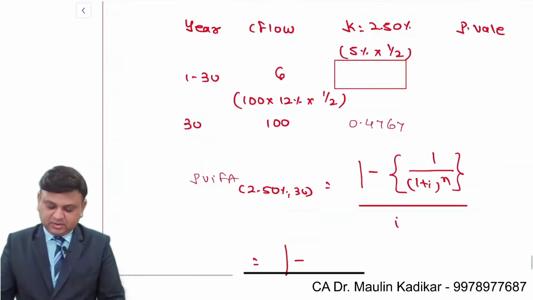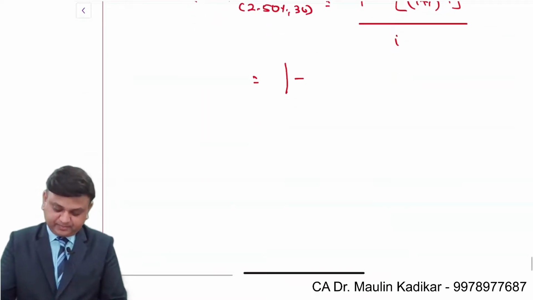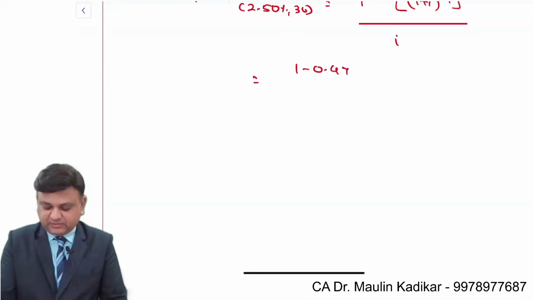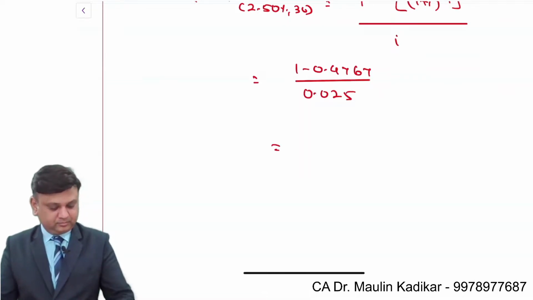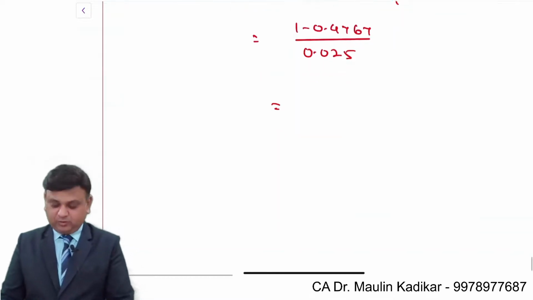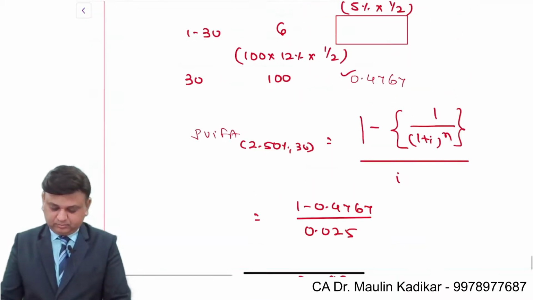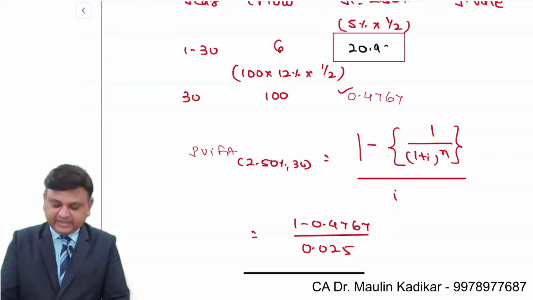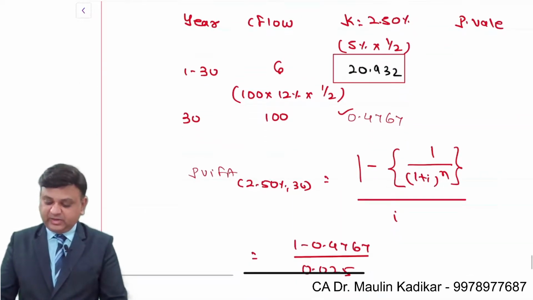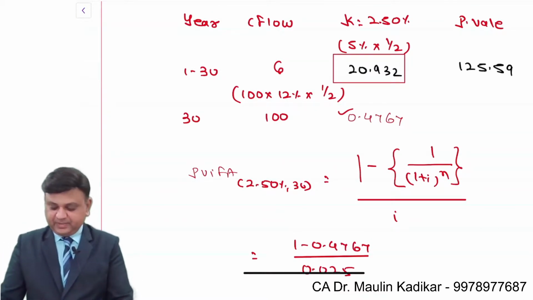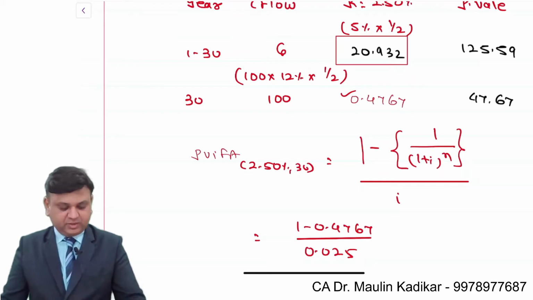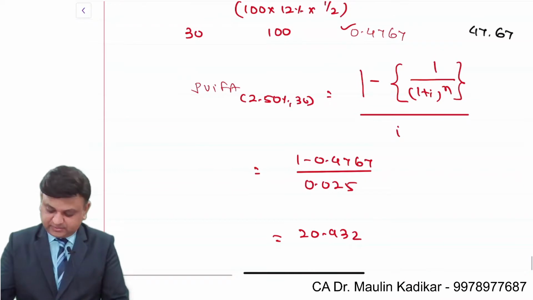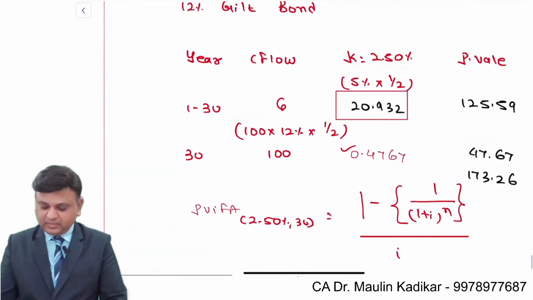So 1 minus the PVIF is 0.4767. 1 minus 0.4767 divided by 0.025. So 0.5233 divided by 0.025. So 20.932. So friends, over here it is 20.932. Multiply with 6 rupees. So 125.59. In the second one 47.67. So 125.59 plus 47.67. So 173.26. That is the way the P0 is calculated.